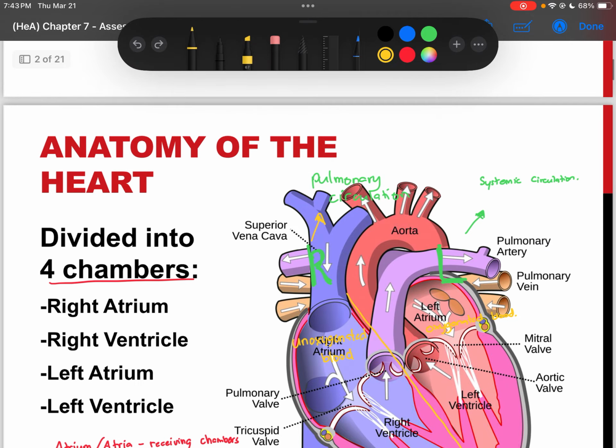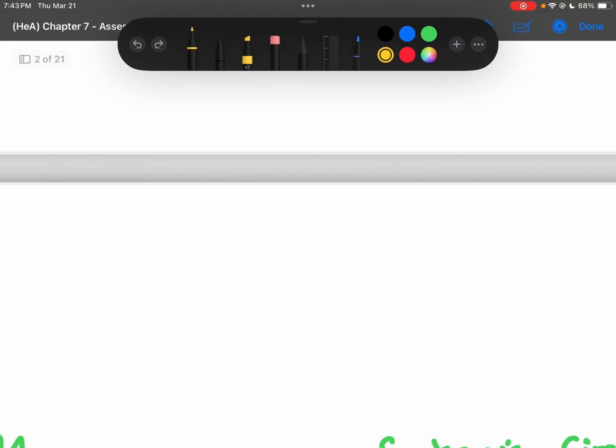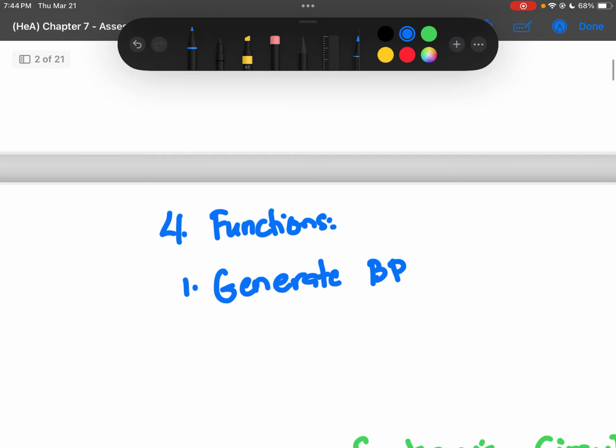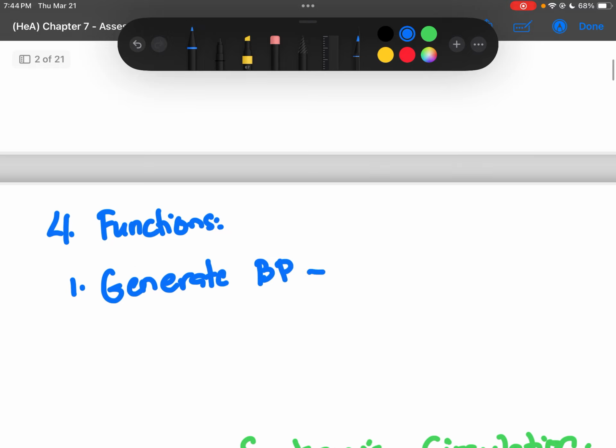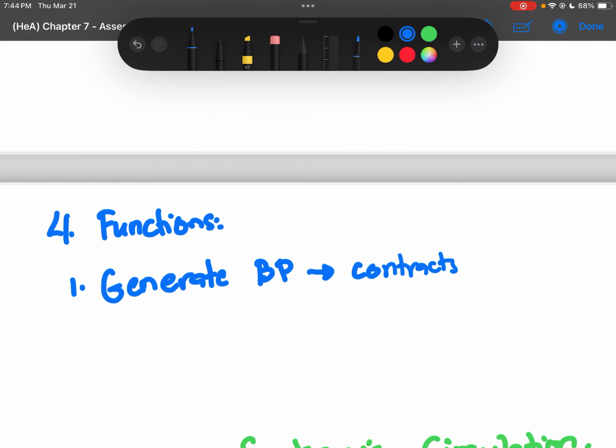Aside from that, the heart has four major functions. Number one is that it will generate blood pressure. Contractions push blood and create pressure.